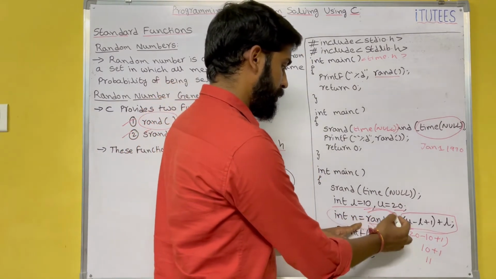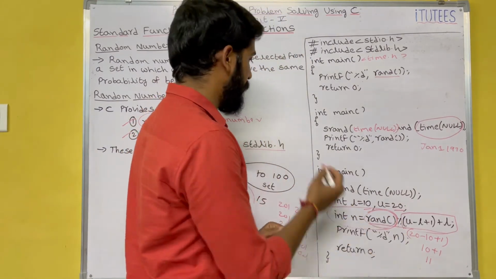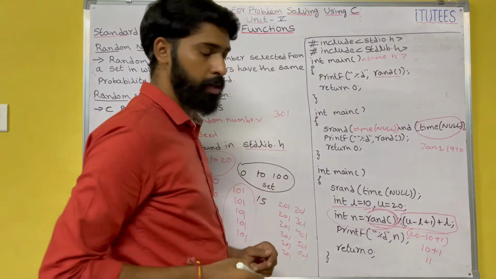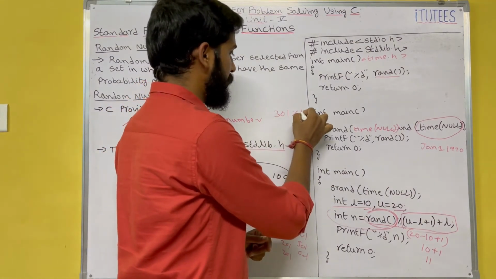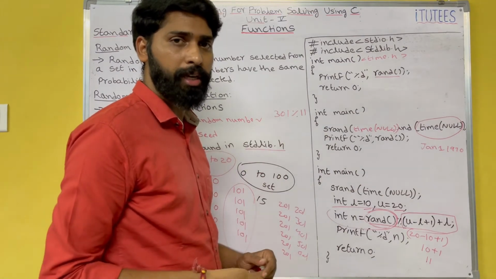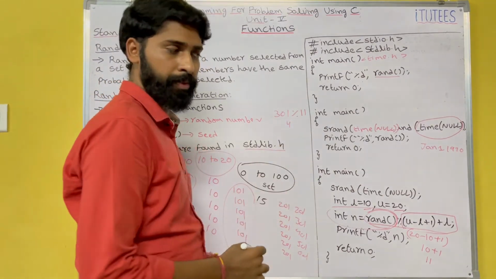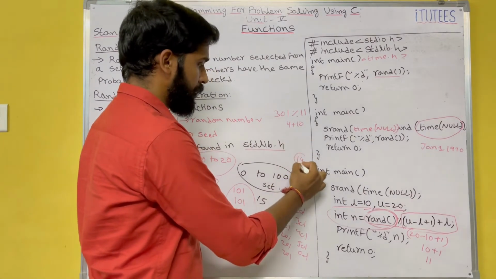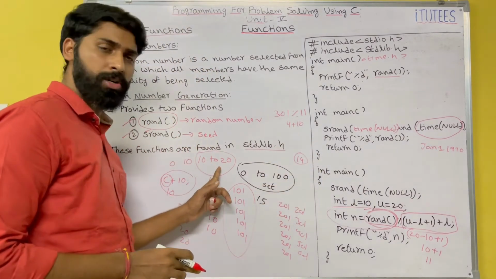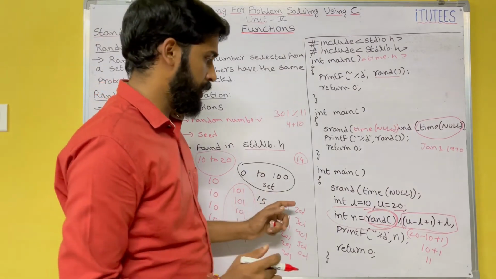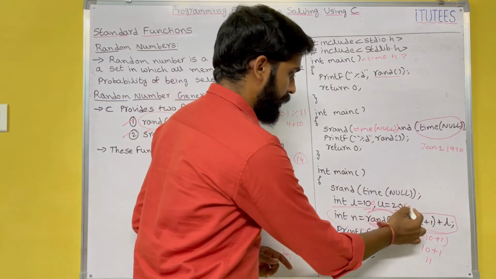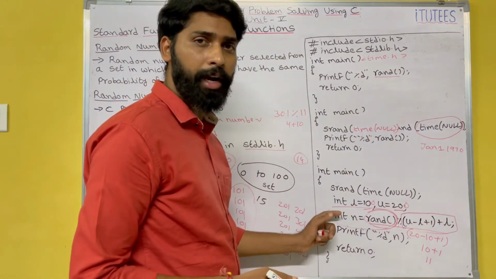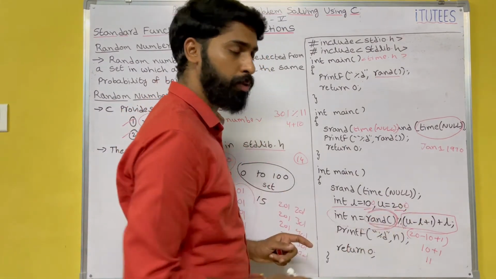Now here by using this rand function you get some number. For example, I get 301. So 301 percentage 11 is 4. For that 4 you are going to add the L value. That means 14. So 14 is in between 10 to 21. If you give 100 to 200, then you get the random number between 100 and 200.